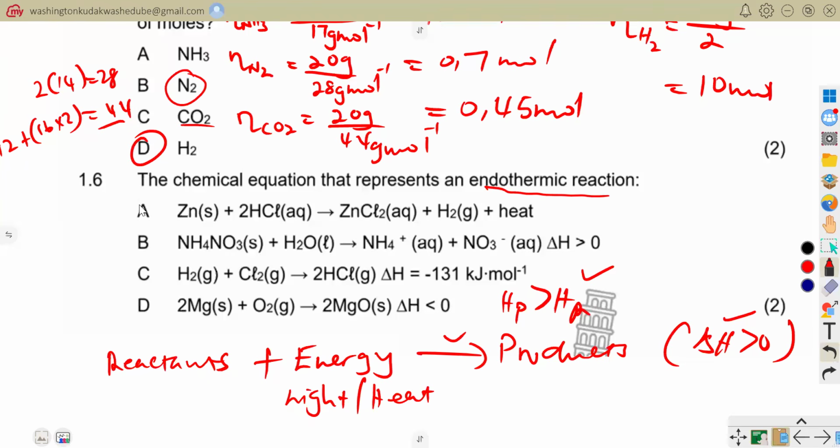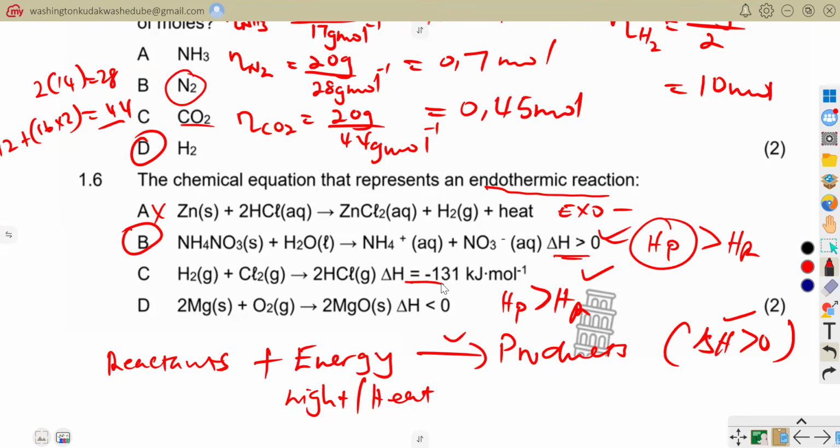So let's look at our reactions. Reaction A is saying zinc plus hydrochloric acid forms zinc chloride plus hydrogen plus heat. So this one is exothermic because it is releasing heat, so this one is out. And then this one, ammonium nitrate plus water to form ammonium and nitrate, is endothermic because it shows that delta H is greater than 0. This means the enthalpy of your products will be greater than the enthalpy of your reactants. So this is our answer. For an endothermic reaction, this is what we are looking for.